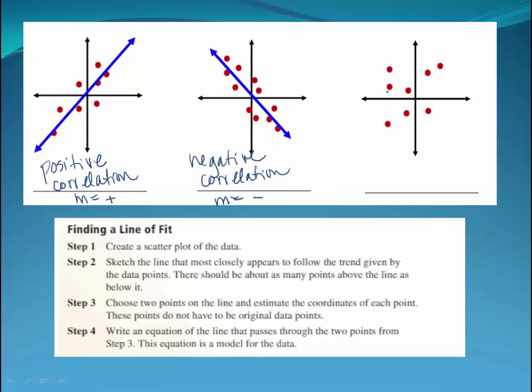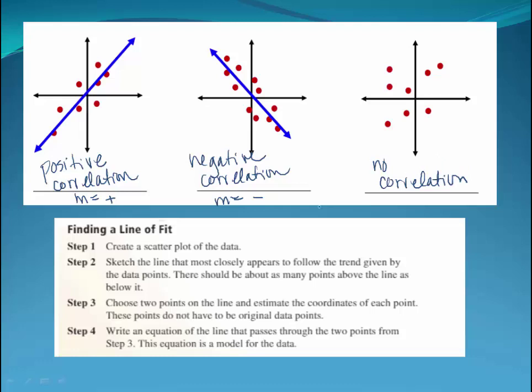But then look at this one. You're going from left to right, and they're all about on top of each other, and then they go here. Or like, okay, they're coming down. Oh, and now they're going up. Since there's no rhyme or reason, we would call this no correlation, which means no slope can be found, which means we're not going to write a line of best fit.